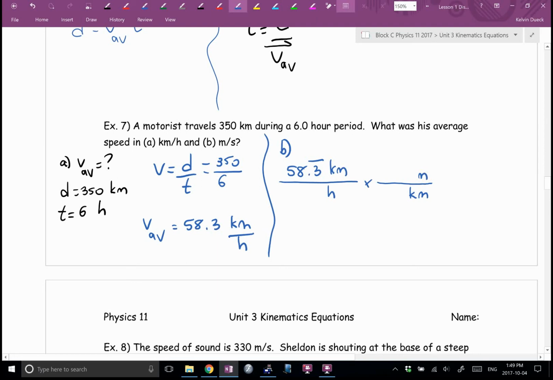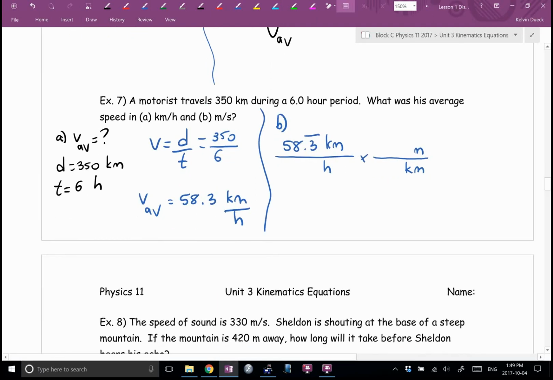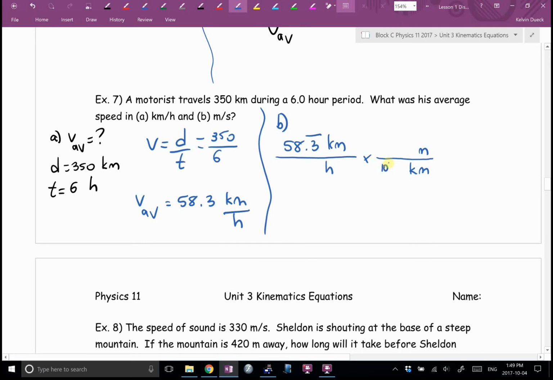The most common mistake I saw on the test, kids said, oh, I'll go to my green sheet. They looked up the K. I think K is 10 to the third. Someone can confirm, but I'm pretty sure it's 10 to the third. And look up. Don't do this. They put the 10 to the third down there. It does not go where the K is.